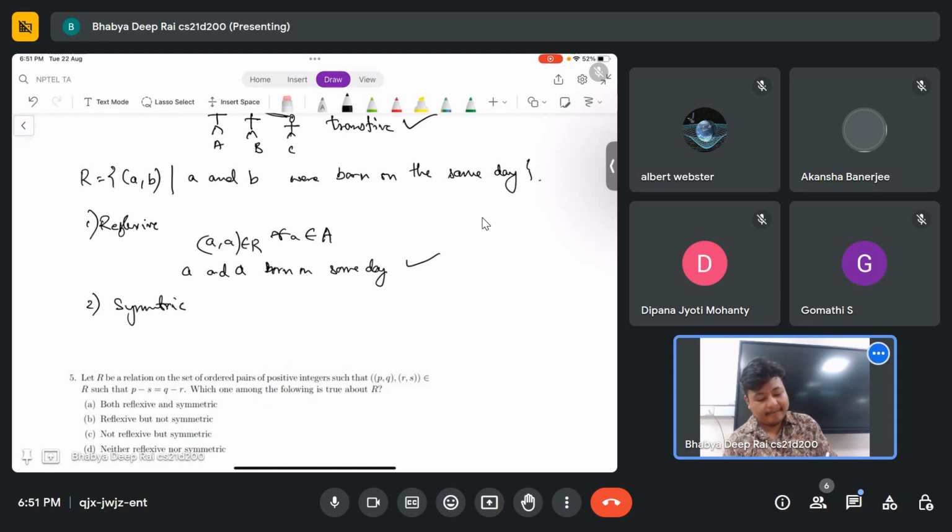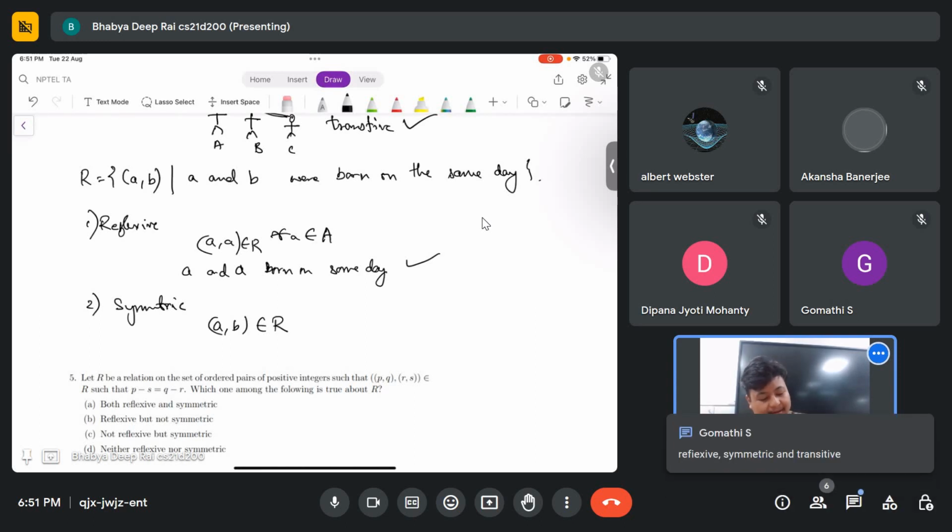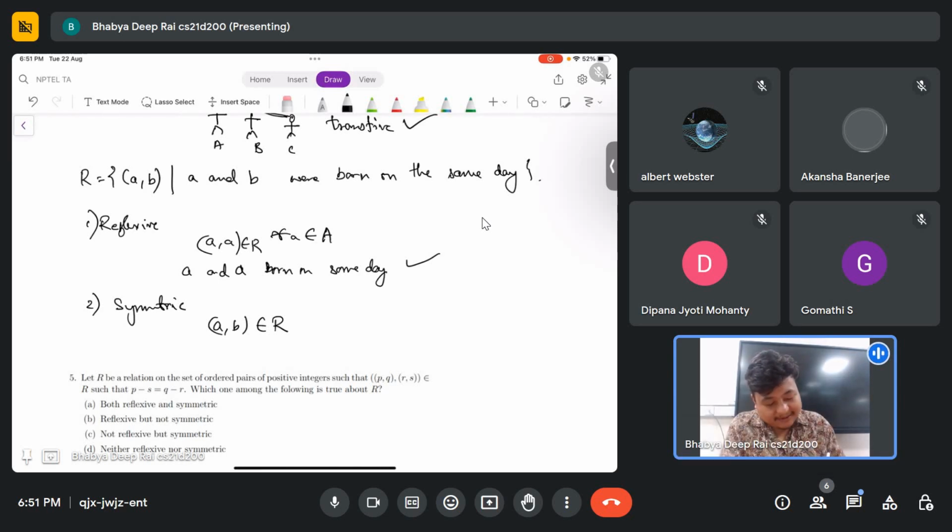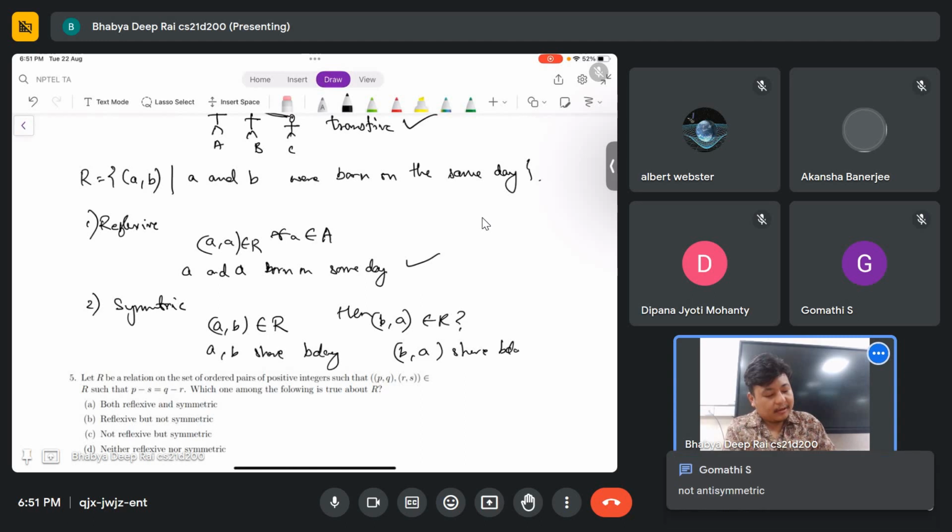(A, B) is in R. Okay, Gomati, reflexive, symmetric, transitive. Yeah, good, Gomati. (A, B) is in R means that A and B share the birthday. Okay, and is it true that (B, A) is in R? Is it true that B and A share a birthday? Yes.